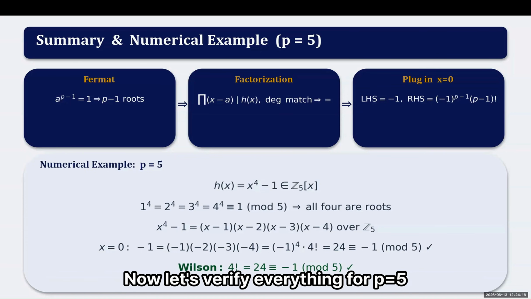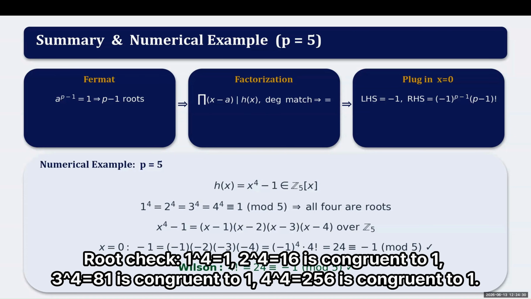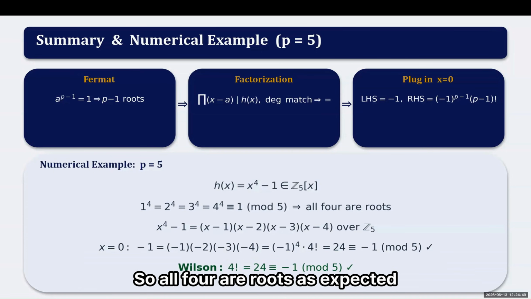Now let's verify everything for p is equal to 5. h(x) is equal to x to the 4th minus 1 in G sub 5 of x. Root check. 1 to the 4th is equal to 1, 2 to the 4th is equal to 16, which is congruent to 1. 3 to the 4th is equal to 81, which is congruent to 1. 4 to the 4th is equal to 256, which is congruent to 1. So all 4 are roots as expected.